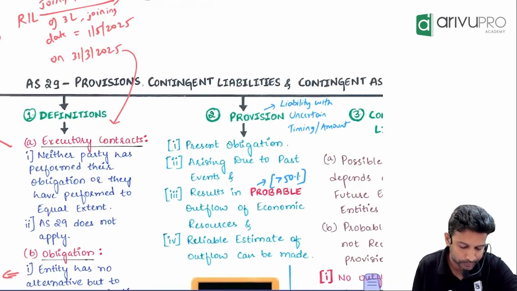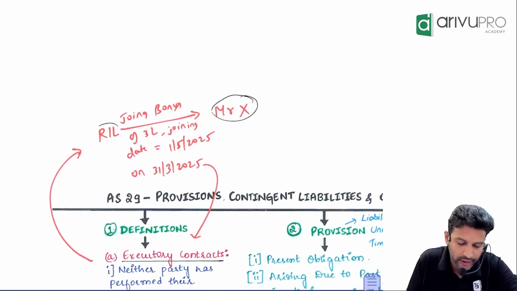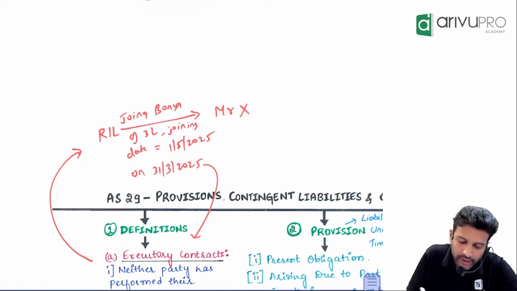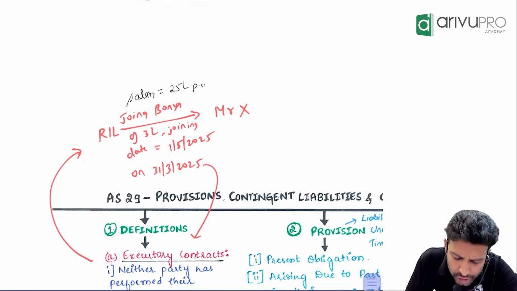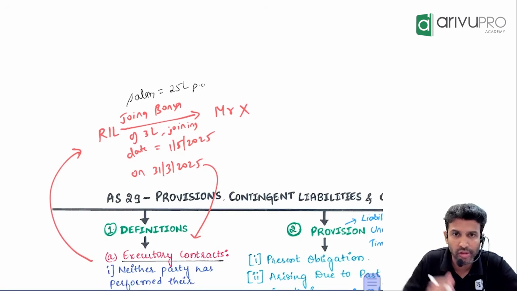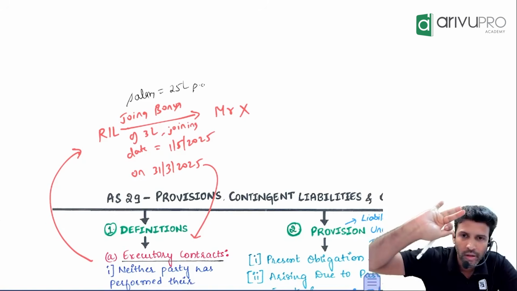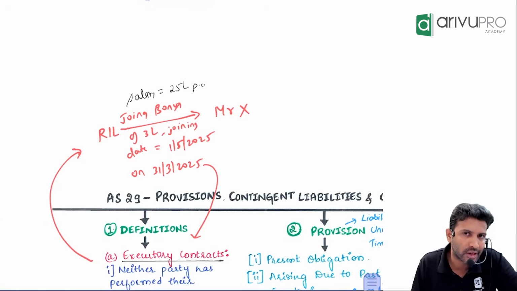Let us say Mr. X has joined Reliance. Salary of Mr. X is 25 lakh rupees per annum. Yearly salary is 25 lakh. But Mr. X also is getting a joining bonus of 3 lakh, because some companies do this. You are leaving one company and coming to another company, so some companies offer something called joining bonus, meaning if you join this company, you will get 3 lakh rupees. That's what Reliance is telling Mr. X.